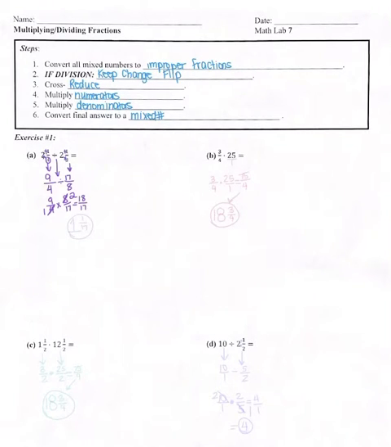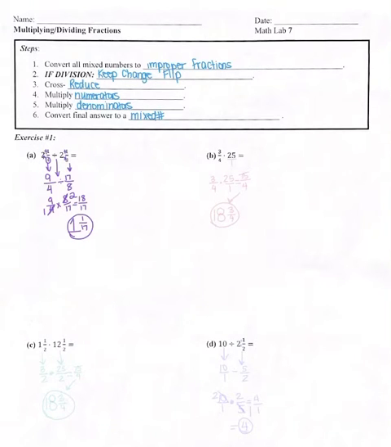Now we need to convert this to a mixed number. 17 goes into 18 once. You have 1 remaining. So 1 and 1/17 is your answer.